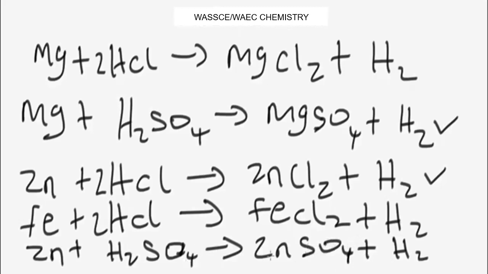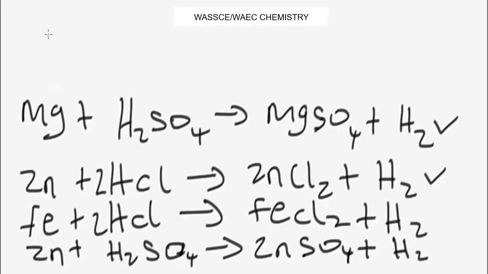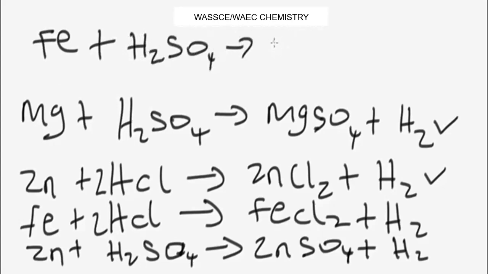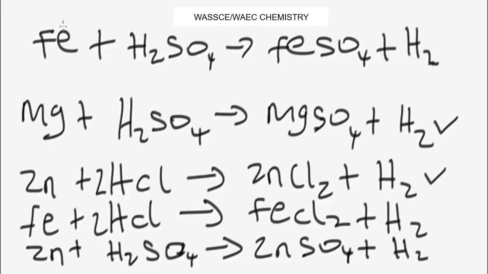So it's balanced. Now, the last example I have here is when iron reacts with sulfuric acid. Let me wipe up. So when iron reacts with sulfuric acid, you're going to have the products to be iron sulfate plus hydrogen gas. Alright, iron is 1, iron is 1, hydrogen is 2, hydrogen is 2, sulfur 1, sulfur 1, oxygen 4, oxygen 4. So the chemical equation is balanced.